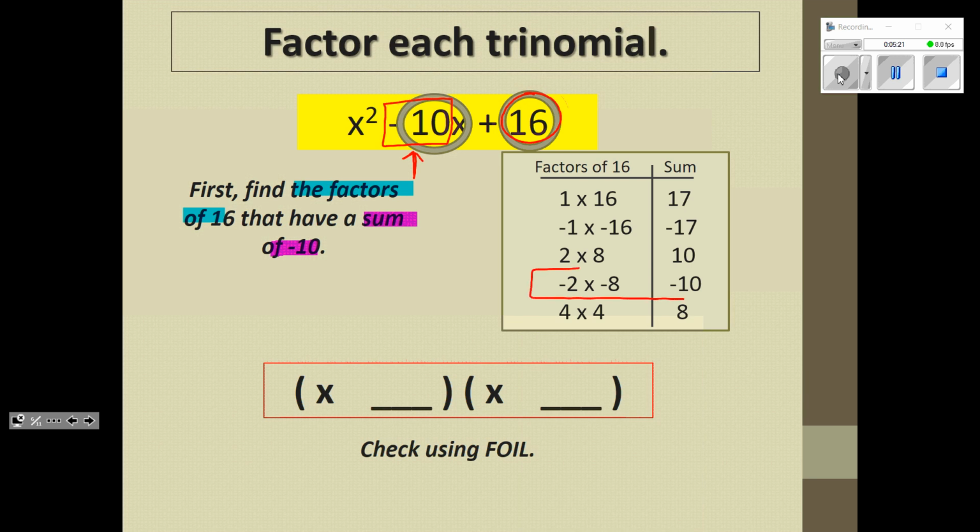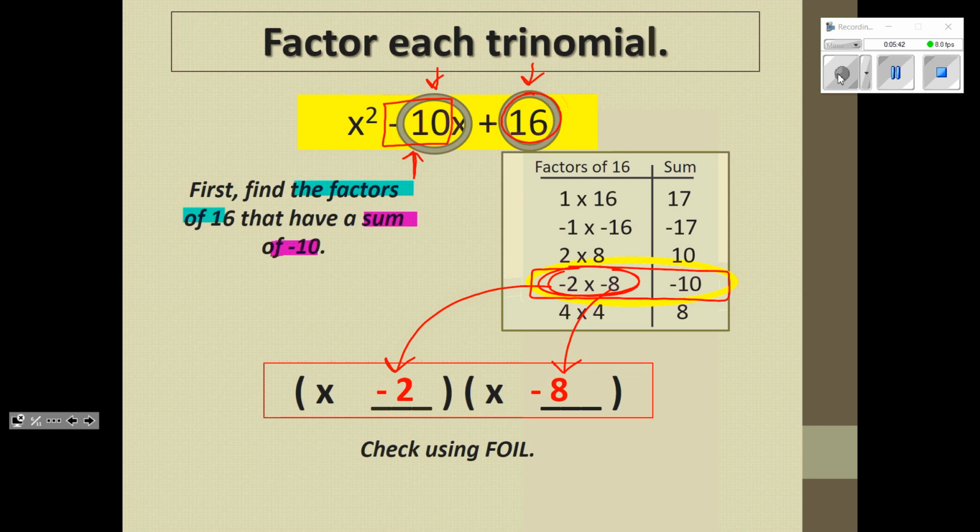So here's what we have right here. These are the two numbers we're looking for that multiply to get a positive 16, the c term, but add together to get the negative 10. So we're going to take those numbers and plug them into our binomials. Our answer would be x minus 2 and x minus 8.